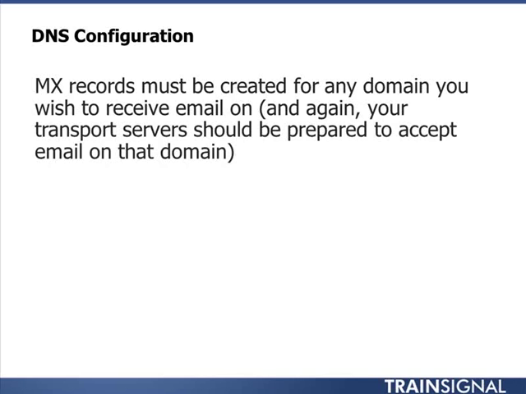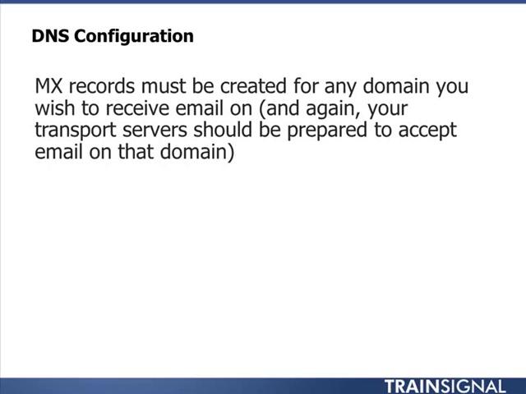Now you might say, well, we have receive connectors. We just talked about this. And yes, that's true. We do have to have a receive connector in order to accept that incoming email. However, none of that email will get to us without DNS records established on the internet so that others can now find our organization, our exchange servers, and be able to send mail back to us. And so these are called MX records. So MX records must be created for any domain that you wish to receive email on. And again, your transport servers should be prepared to accept email on that domain.